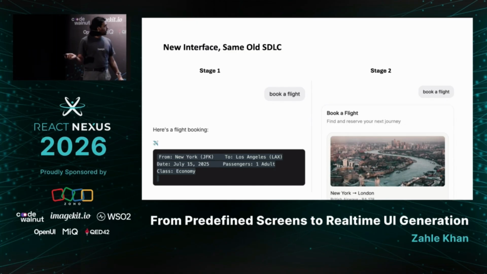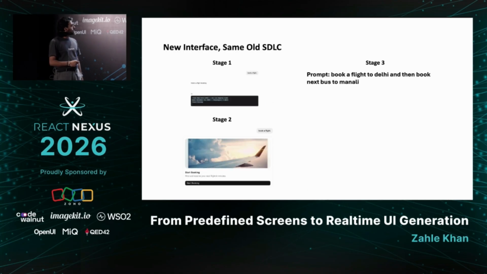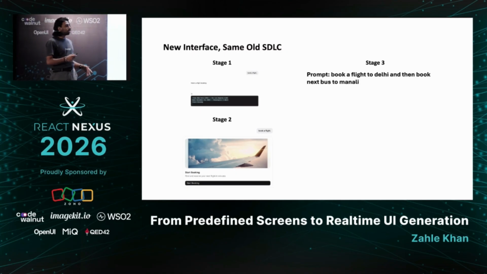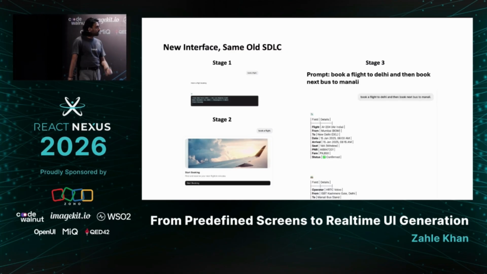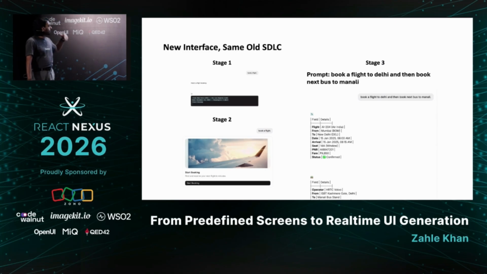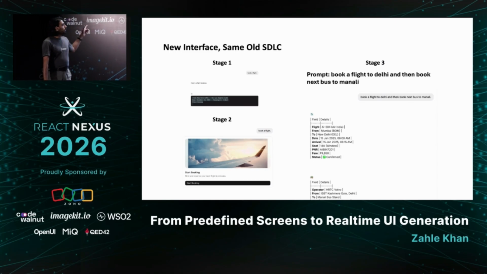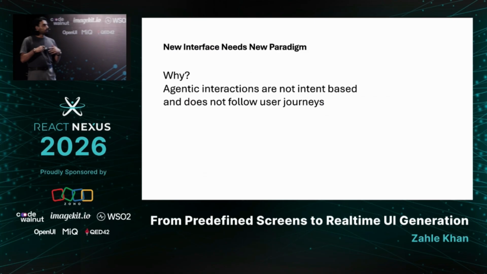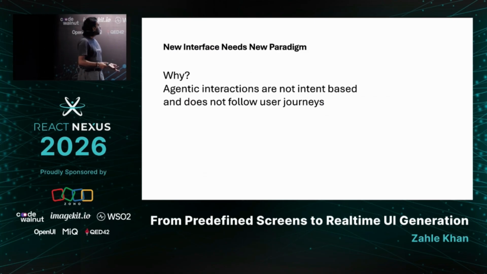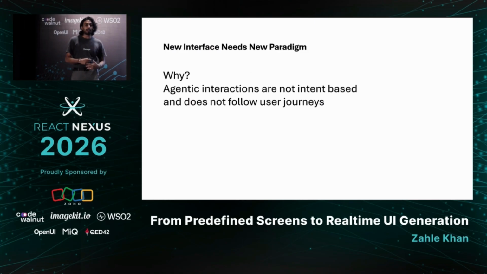So what if we take this one step further? A customer comes in and asks, book a flight to Delhi, then book the next bus to Manali. What is going to happen in this case? The agent gets defaulted back into text because it has not encountered a case where it can do both. So the idea here is that there are no user journeys when you build agents. It is all intent based. A user can start from anywhere and end up anywhere.